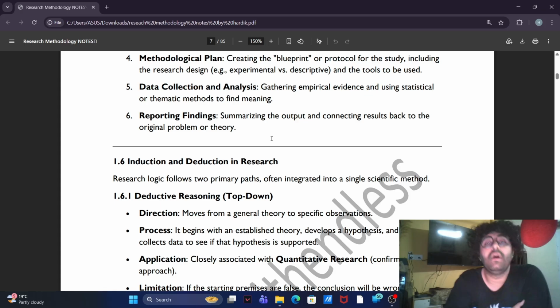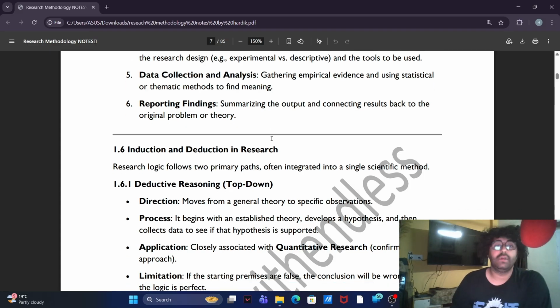Step 5, gathering empirical evidence and using statistical or thematic methods to find meaning. Step 6, reporting findings, summarizing the output and connecting results back to the original problem or theory.